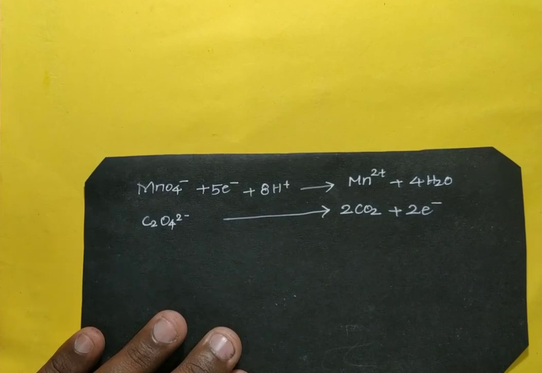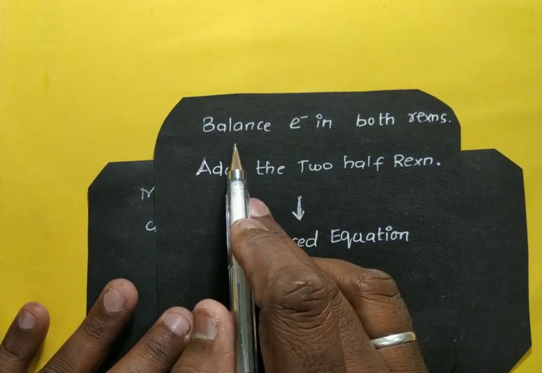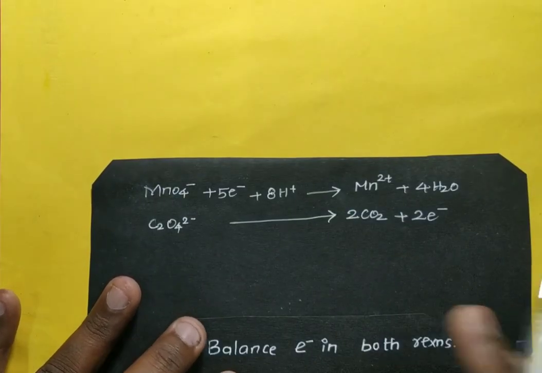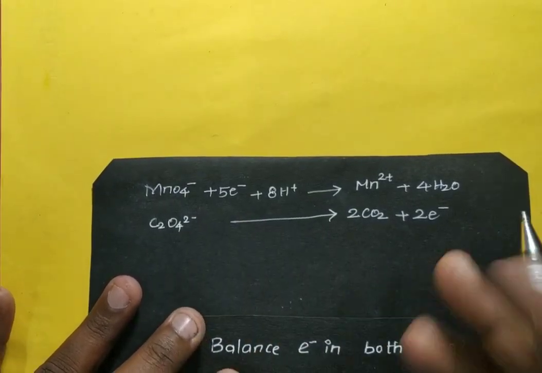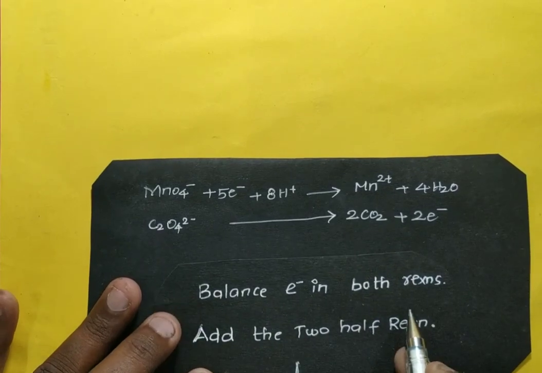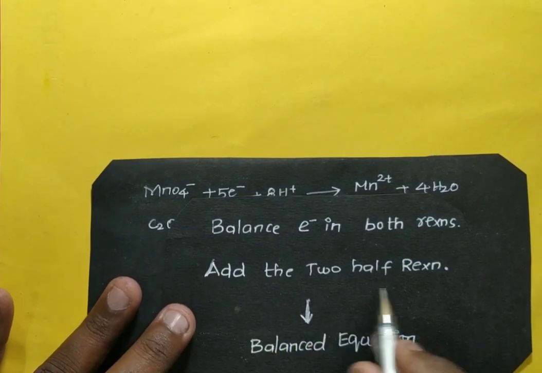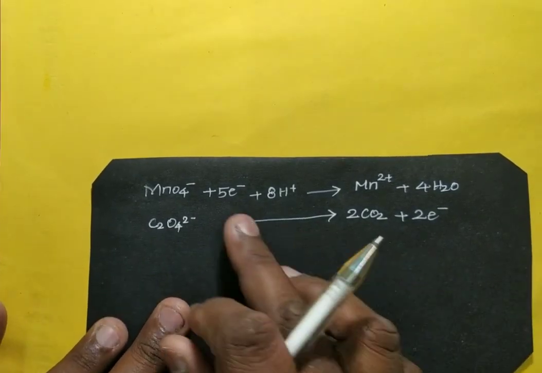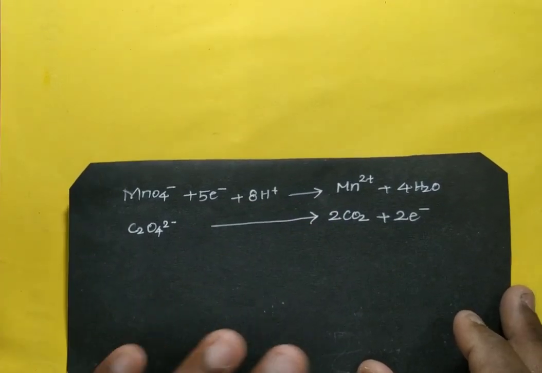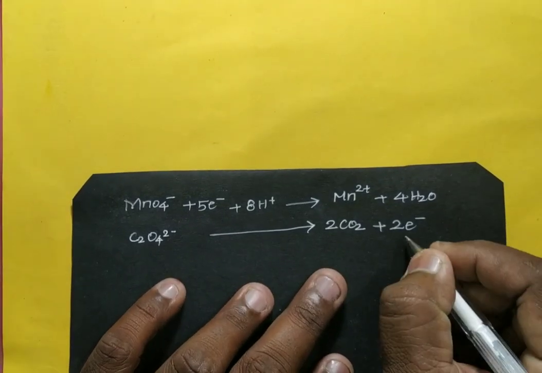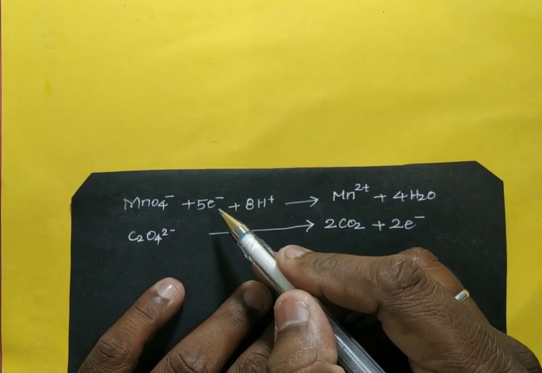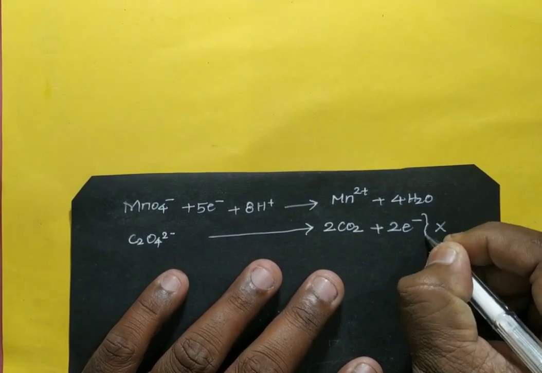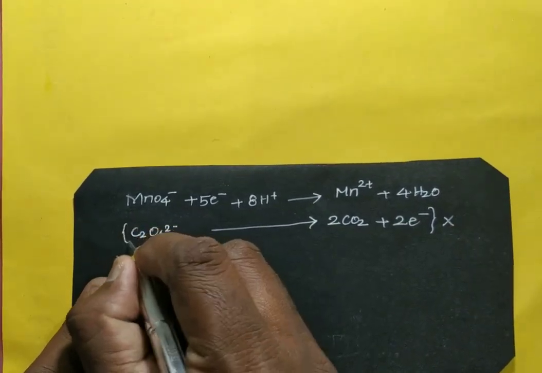Now our sixth rule, what is that? Balance the electrons in both the reactions, because we have to balance electrons in both the reactions before adding them. That is our last rule. Before addition of these two half reactions, you have to balance the electrons. Now here how many electrons are there? 2 electrons are there. Here how many electrons are there? 5 electrons are there. So the whole oxidation equation is multiplied with 5.